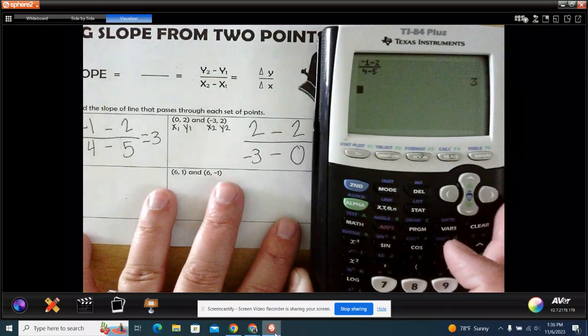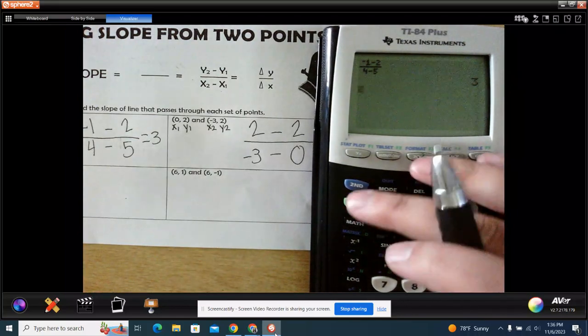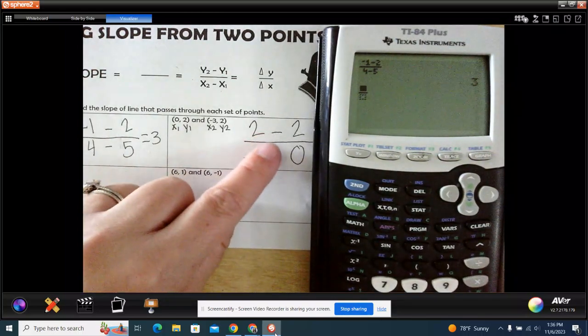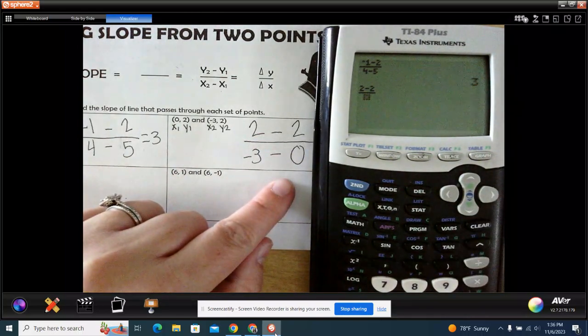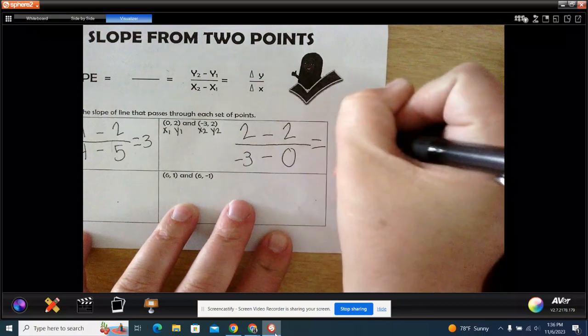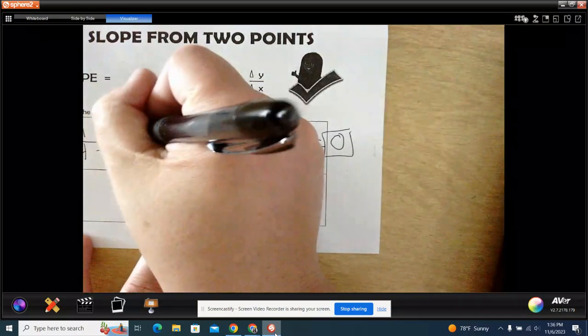So we're going to go into our calculator. Alpha, y equals, and then hit enter for number 1, and then we'll type it in. 2 minus 2, arrow down, negative 3 minus 0, and we get 0. So we have a 0 slope.